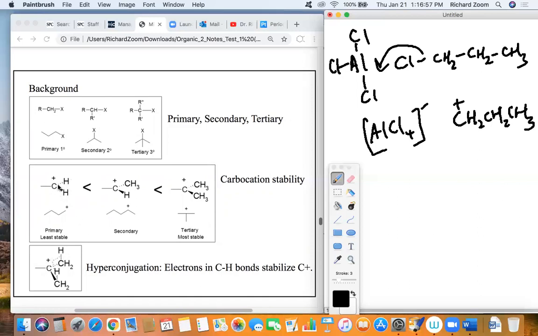If you've got primary, you don't have the opportunity to do that because you've got the C directly connected to these hydrogens, but nothing connected to them that can help stabilize the positive charge. So that's why we know that there's this hierarchy of stability for carbocations. And I'm going to write it down here because it's important. So tertiary is better than secondary, is better than primary.